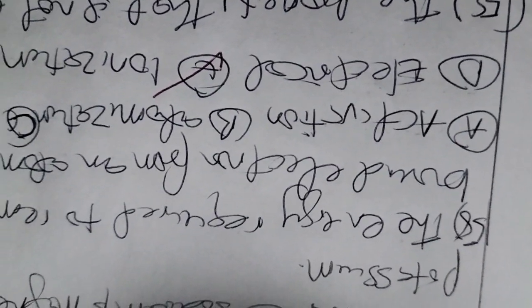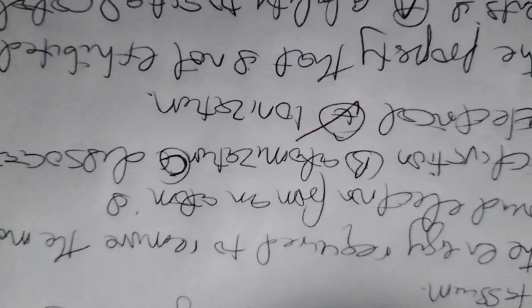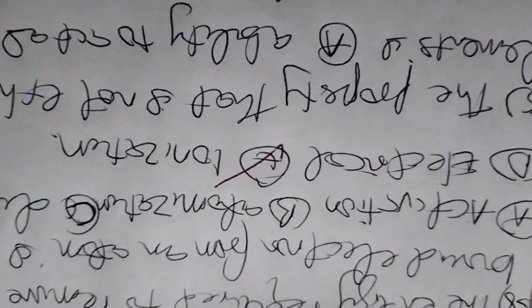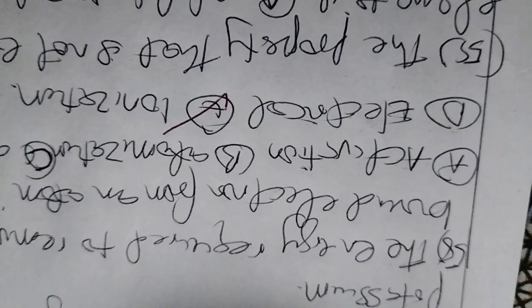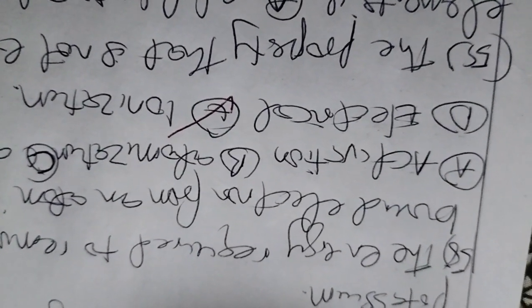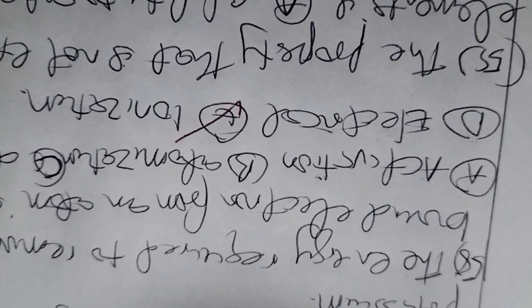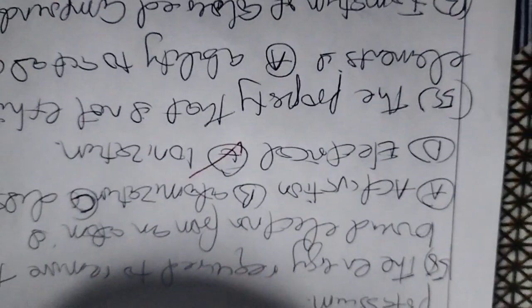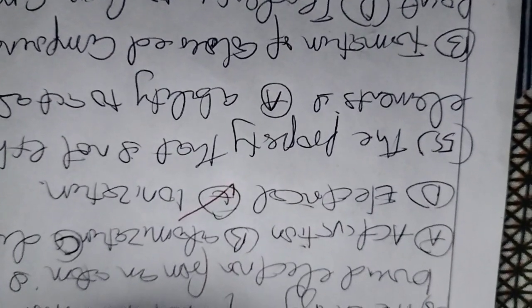Number 58, the energy required to remove the most loosely bound electron from an atom is A, advection energy, B, atomization energy, C, dissociation energy, D, electrical energy, and E, ionization energy. The answer to number 58 is E, ionization energy. So number 58 is E.